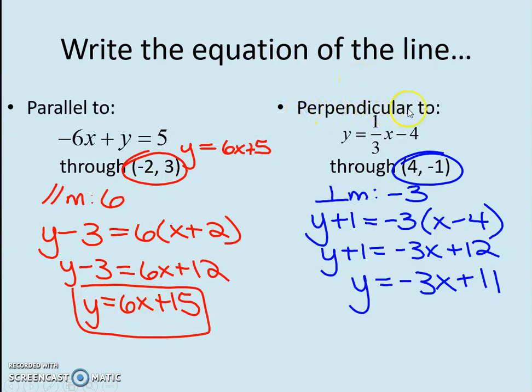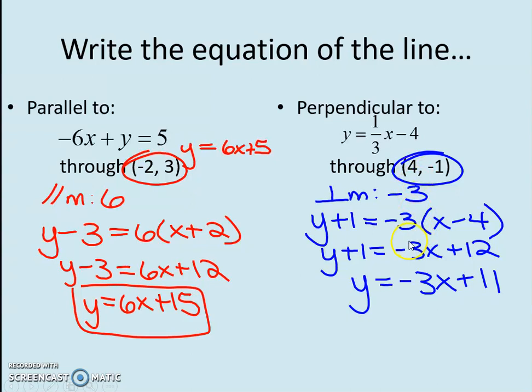When we do perpendicular, we want to find a perpendicular line that goes through 4 and negative 1. We're going to use point slope form again, but the slope is not the same. For perpendicular, the slope is going to be the reciprocal and negative. So the opposite of 1 over 3 is 3, and then this is positive, so you put negative. If this is negative, you do positive. So you want to opposite the sign.